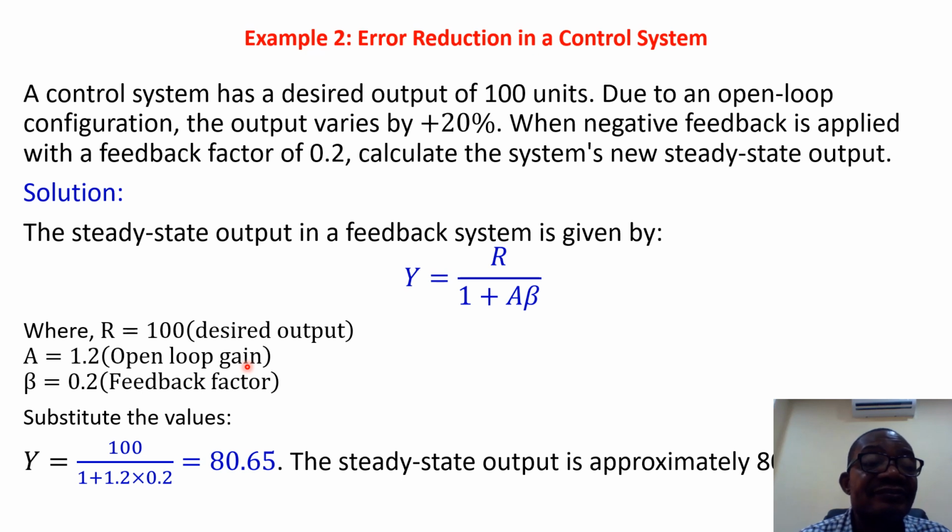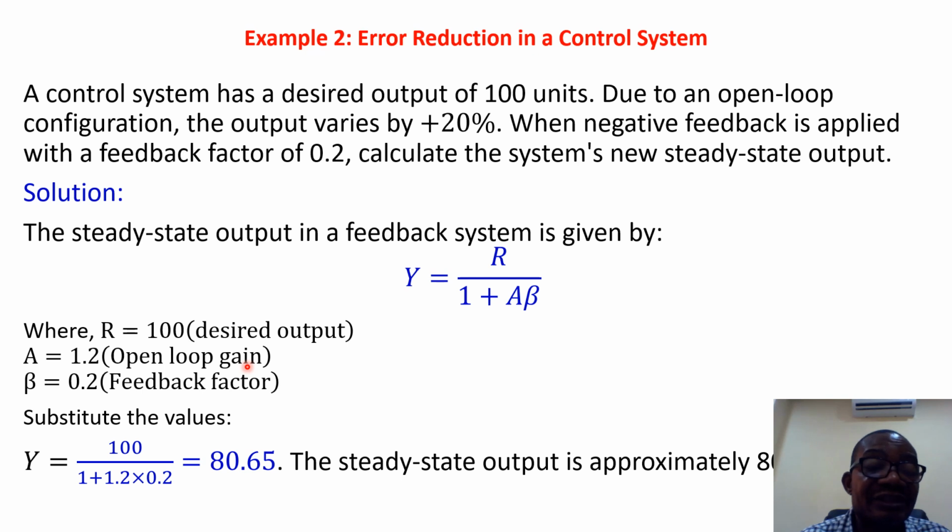The solution: the steady-state output in a feedback system is given by y is equal to r divided by 1 plus A beta. Where R is equal to 100, which is the desired output, A is equal to 1.2, which is the open loop gain, and beta is equal to 0.2, which is the feedback factor.